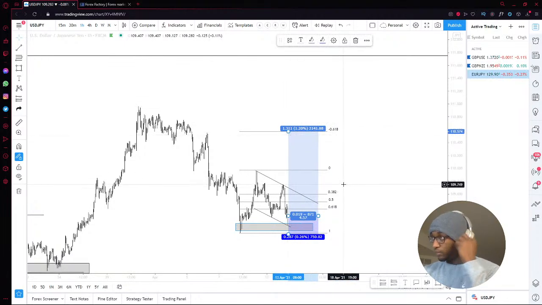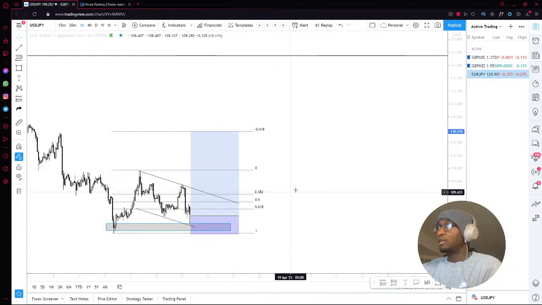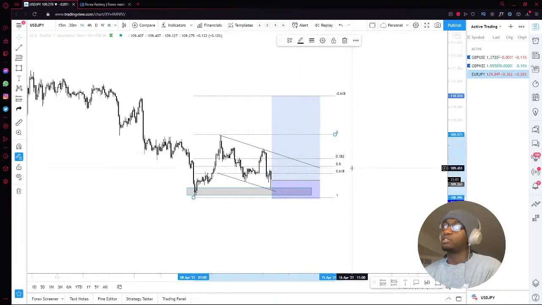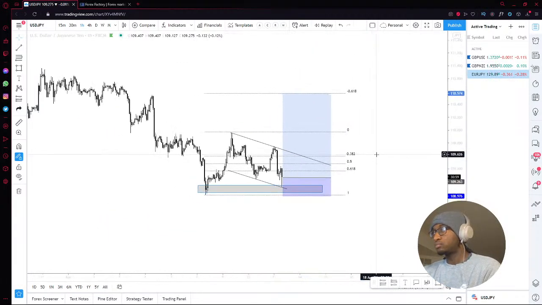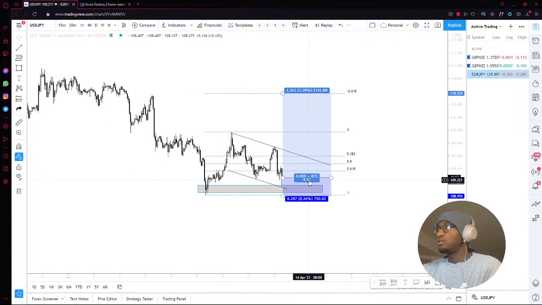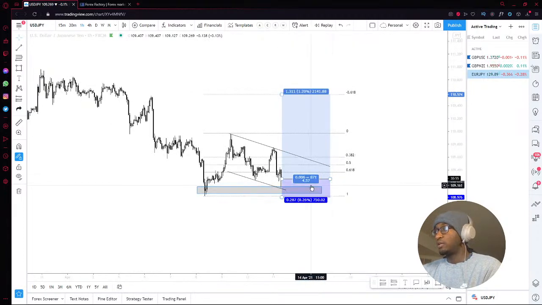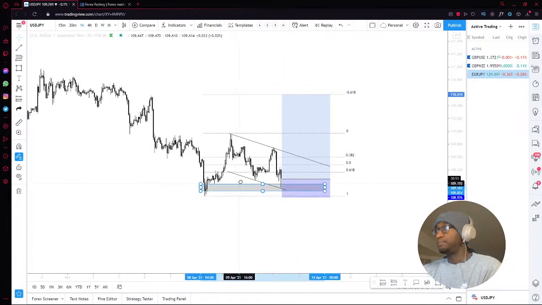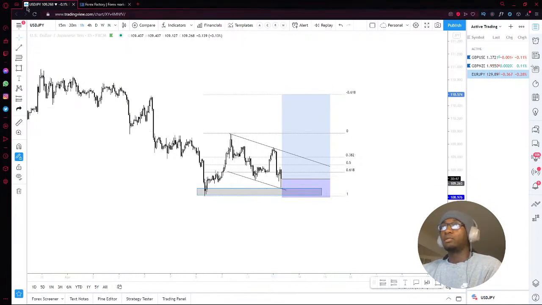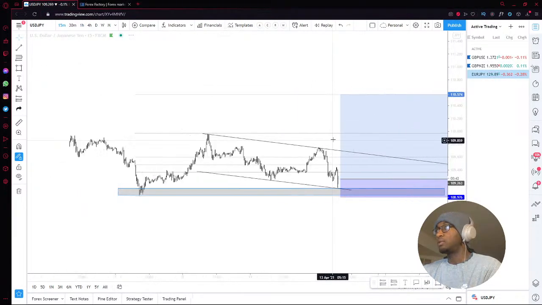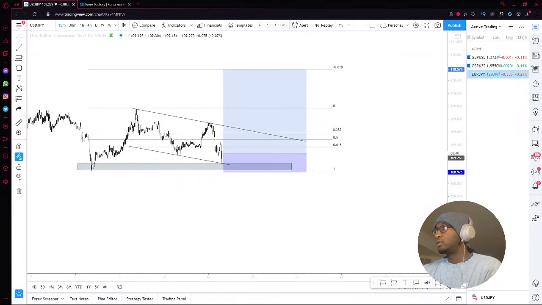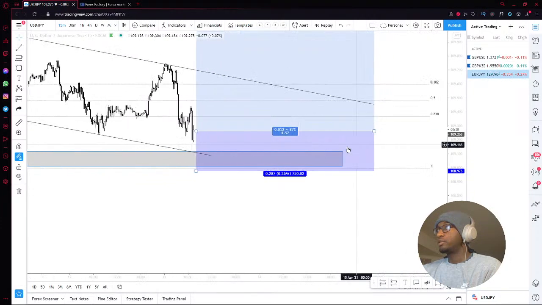I would love for price to come down lower, but usually with deep retracement like this, if price is going to turn around, you usually don't get multiple touches at the area that I'd like to enter at. I'll just keep it here. But let's go to the 15 and see if an entry came yet. Not yet.